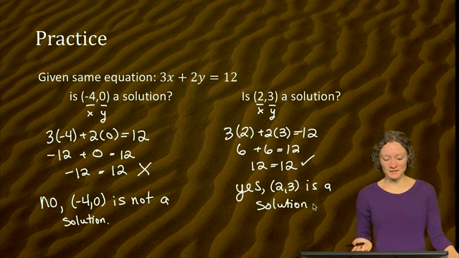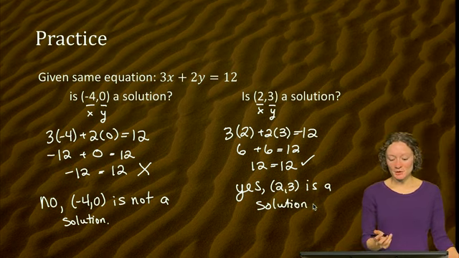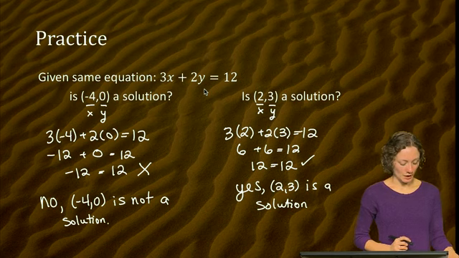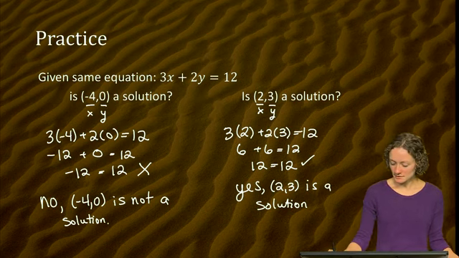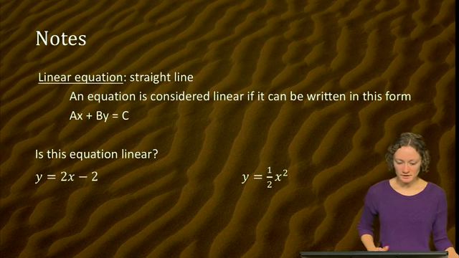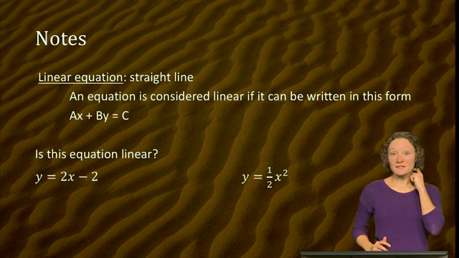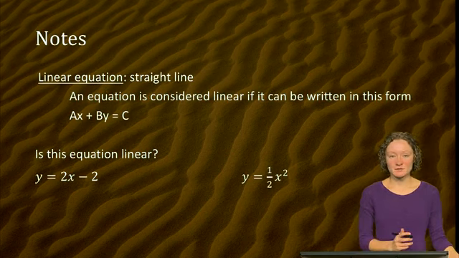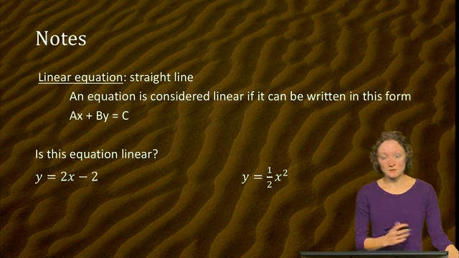So that's our second objective, determining if an ordered pair is a solution to an equation with two variables, meaning x and y. All right, continuing on. Okay, so let's get the definition of a linear equation, since that's what we're going to see throughout most of this unit.